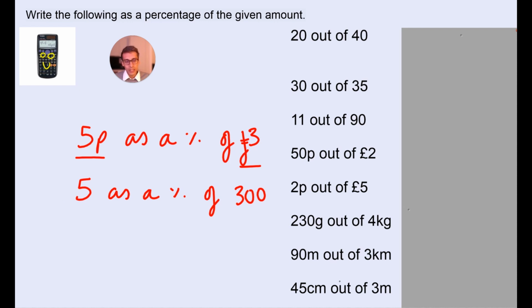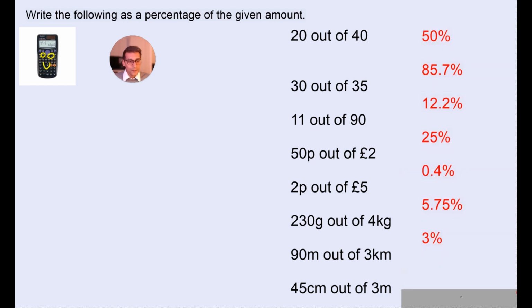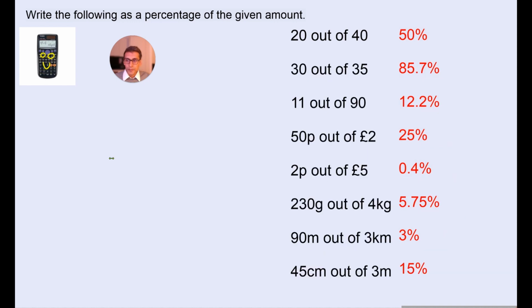So do the same for here. You're going to need to convert some of these, for example, meters and kilometers and so on. Pause the video, have a go. I'm going to show the answers in 3, 2, 1. So here are the percentages. Okay, make sure to mark your work.